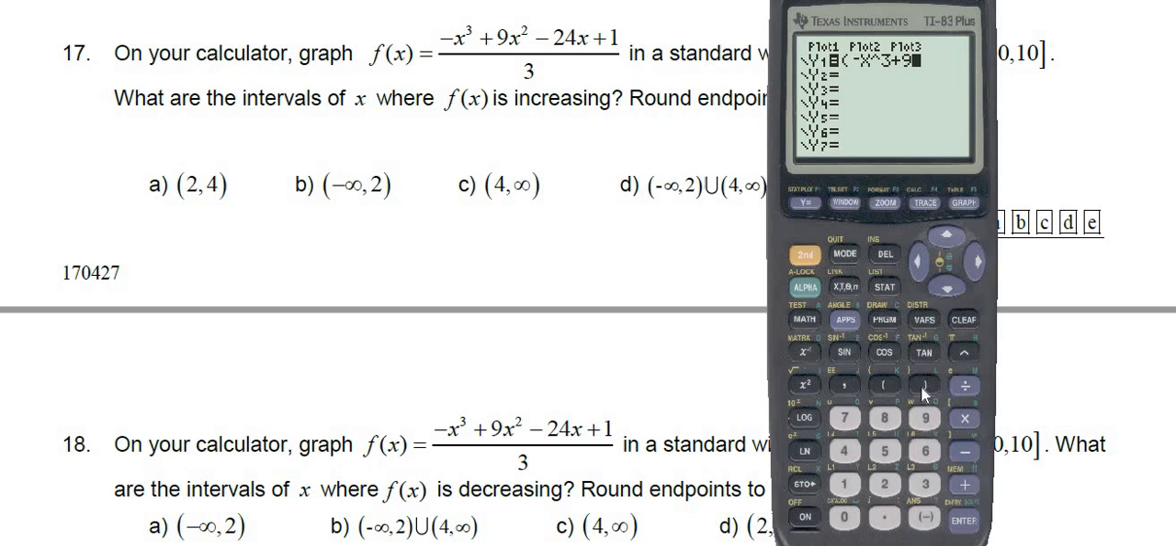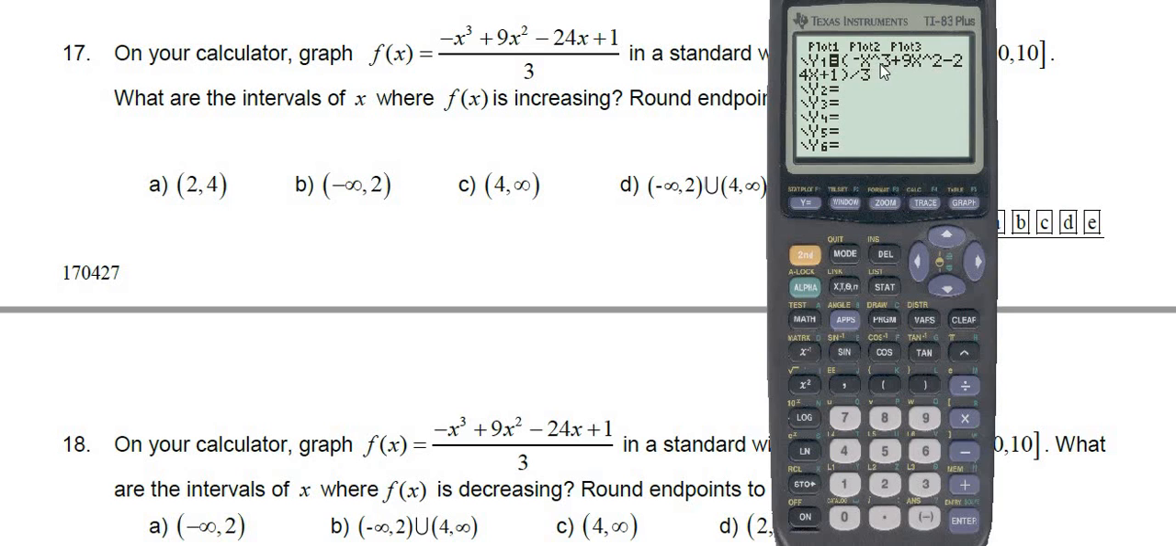So plus 9x, exponent key, squared, minus, really important to hit the minus sign. So minus is right here. Minus 24x plus 1. Parentheses. You have to close the parentheses and then divide by 3. Okay, so if you're following along, just make sure what you type in looks exactly like what I have here.